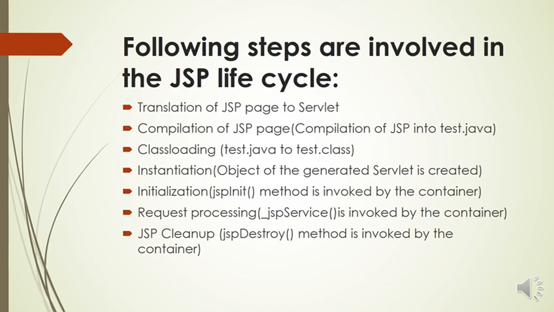The following steps are involved in the JSP lifecycle. Translation of JSP page to servlet. Compilation of JSP page: compilation of JSP into test.java. Class loading: test.java to test.class. Instantiation: object of the generated servlet is created. Initialization: the JSP init method is invoked by the container. Request processing: the JSP service method is invoked by the container. JSP cleanup: the JSP destroy method is invoked by the container.